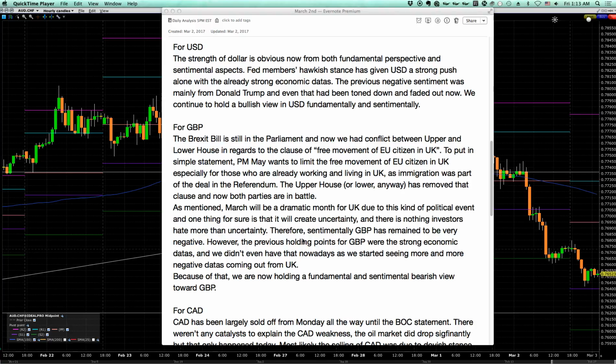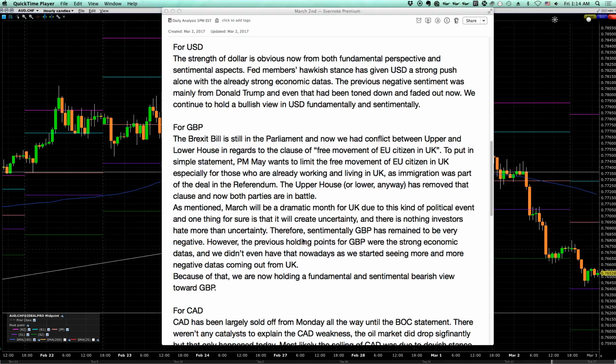And as I already mentioned, March will be an uncertain month for the UK because of this Article 50. One thing for sure is that investors hate uncertainty. So that of course becomes a negative sentiment. Now on top of that, previously what had been holding up the British pound was the economic strength of the UK in 2016. However, the recent data has been quite negative for the UK. It's just one of a few data points right now, so it's not really confirmed.